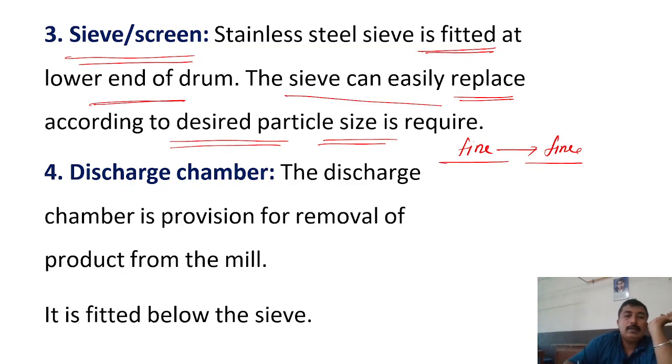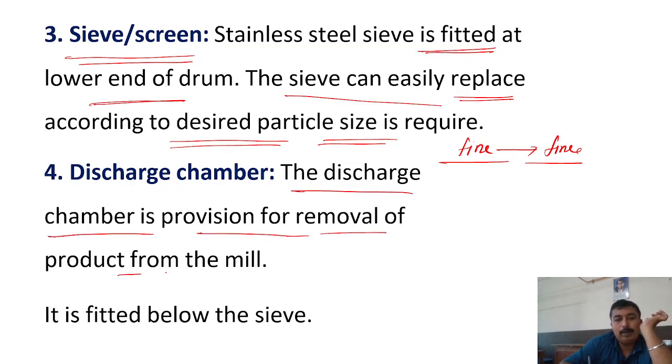The last part is the discharge chamber. What is the role of the discharge chamber? It is useful for removal of the product from the mill, and it is fitted below the sieve. These are the four major parts of the hammer mill.